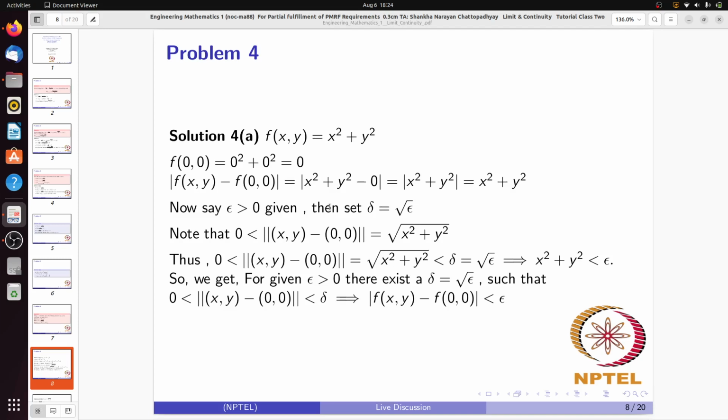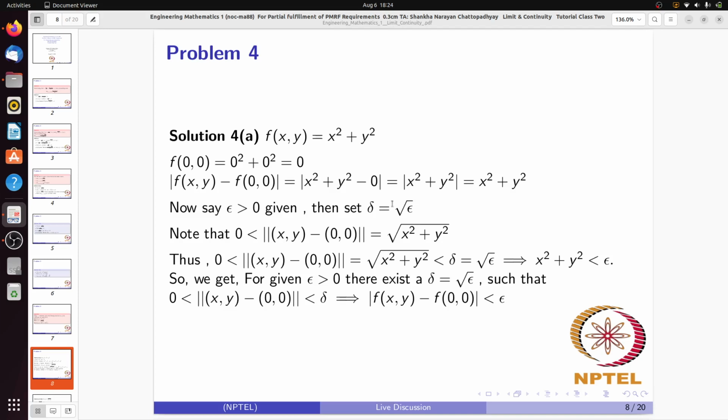So for continuity, we have to just put the value (0, 0) instead of (x, y). So what do we get? We get that the modulus of f(x, y) minus f(0, 0) is equal to the modulus of x square plus y square minus 0. This is equal to the modulus of x square plus y square, and x square plus y square is itself a positive quantity. So the modulus of a positive quantity will also be a positive quantity. So the modulus of x square plus y square is x square plus y square itself.